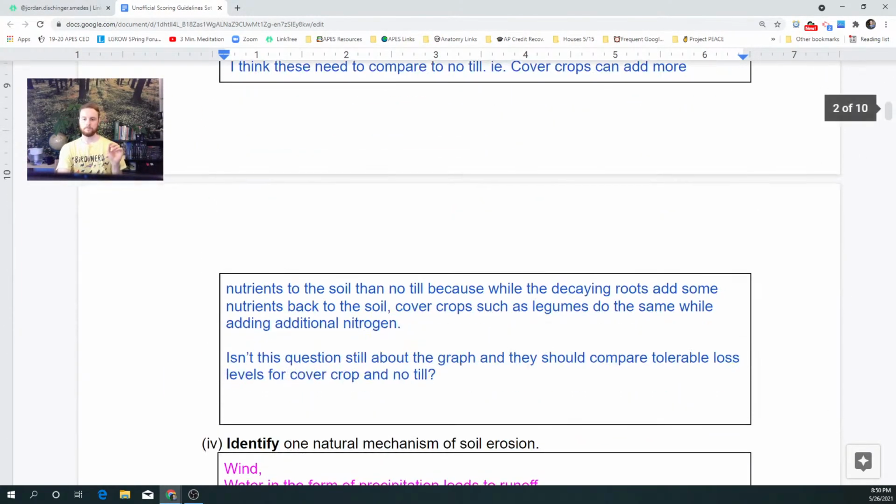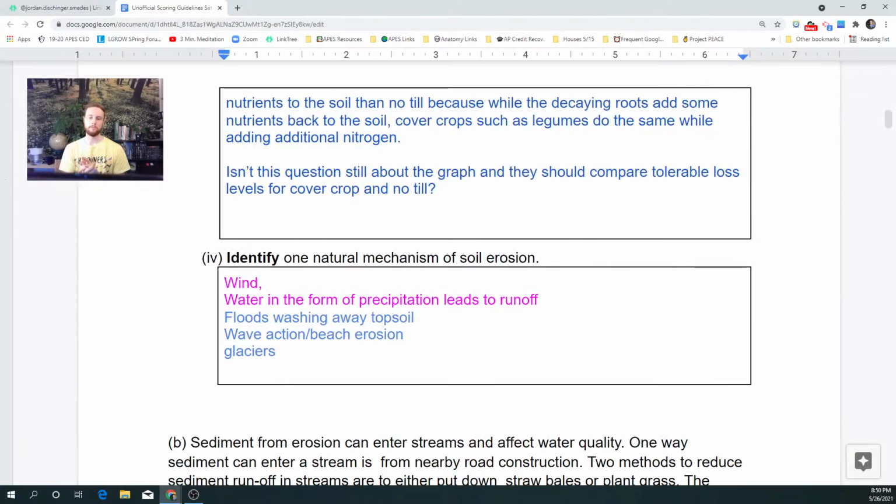Okay, let's go down here to part 4. Identify one natural mechanism of soil erosion. This is a great example where if you said wind, I would be nervous that you didn't earn the point. You would want to say the wind can move topsoil, or the rain can wash topsoil away. Floods washing away topsoil. That's a much better answer than wind. I would not just leave it at wind. Again, these are just crowdsourced answers from teachers on Facebook.